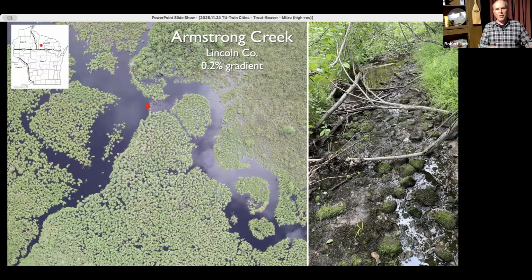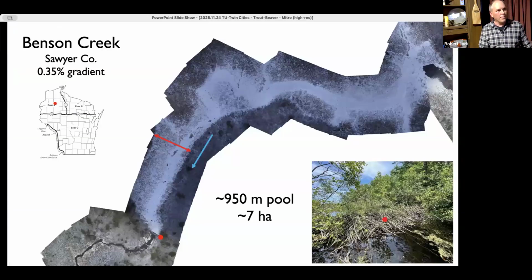you get that dam flooding these vast areas, it's significantly changing the amount of water that might be exposed to sunlight, for example, and leading to temperature effects on the stream, which I'll talk about in a bit.